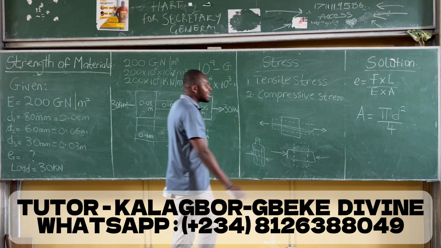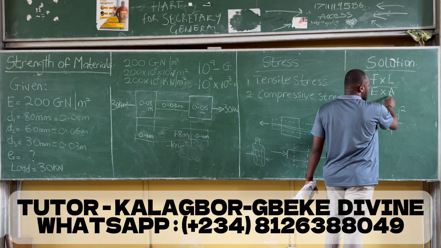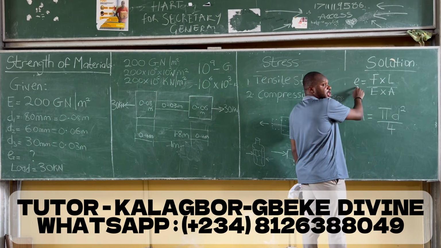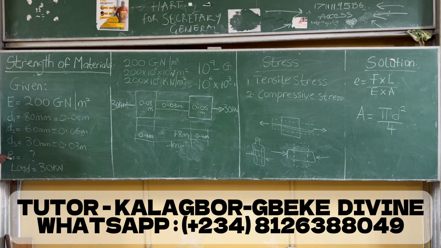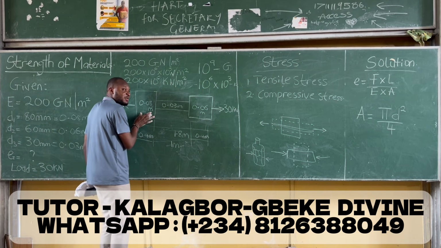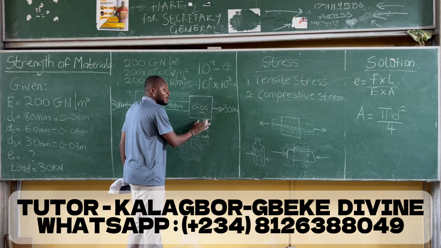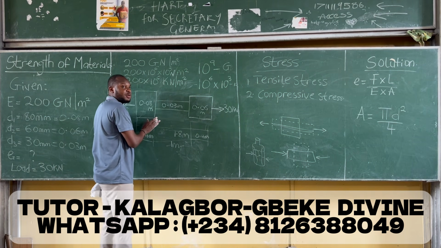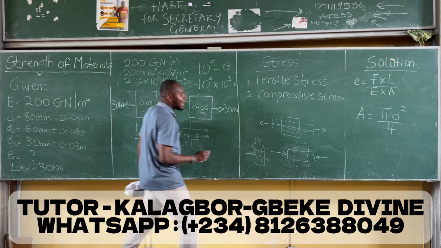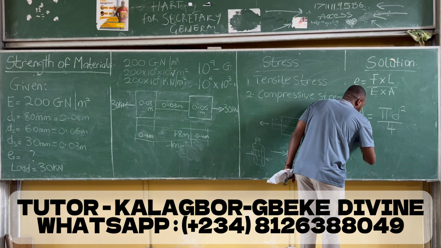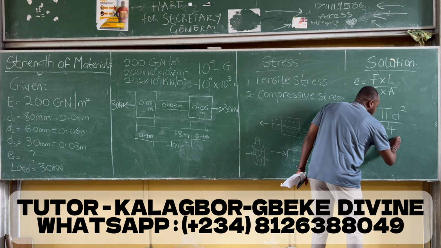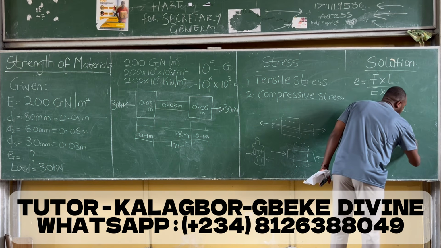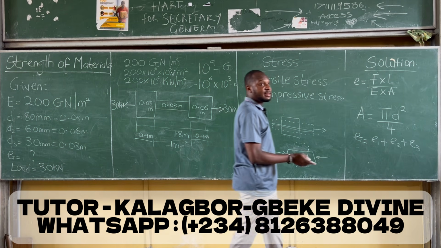So from this equation, they told us to find not just elongation or change in length. They said we should find the total elongation. Look at it. That's the total, right? And if we are saying total, that means we have elongation in this first body, elongation in the second body, and elongation in the third body. Then we add the three of them together to get the total, right? So now we know that our total elongation will be what? Elongation in the first one plus elongation in the second one plus elongation in the what? Third one. Am I right?